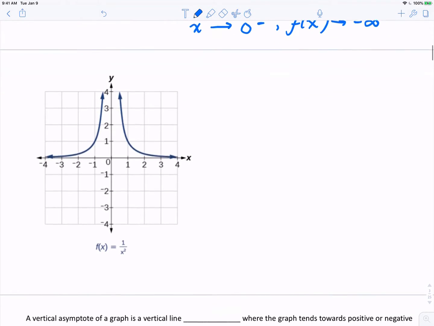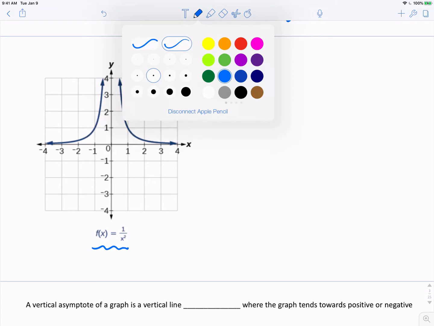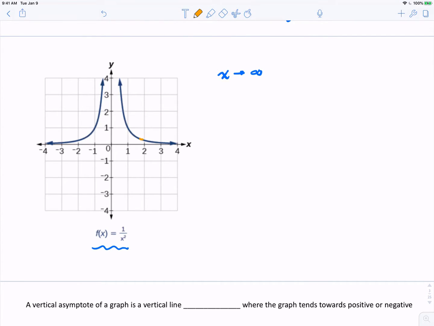Let's take a look at the function f of x is equal to 1 over x squared. And we're going to do the same arrow notation again. So as x approaches infinity, again, remember what that means, as we're going along the x-axis and getting larger and larger and larger, we can see that the f of x values are approaching the x-axis. In other words, f of x is approaching 0.